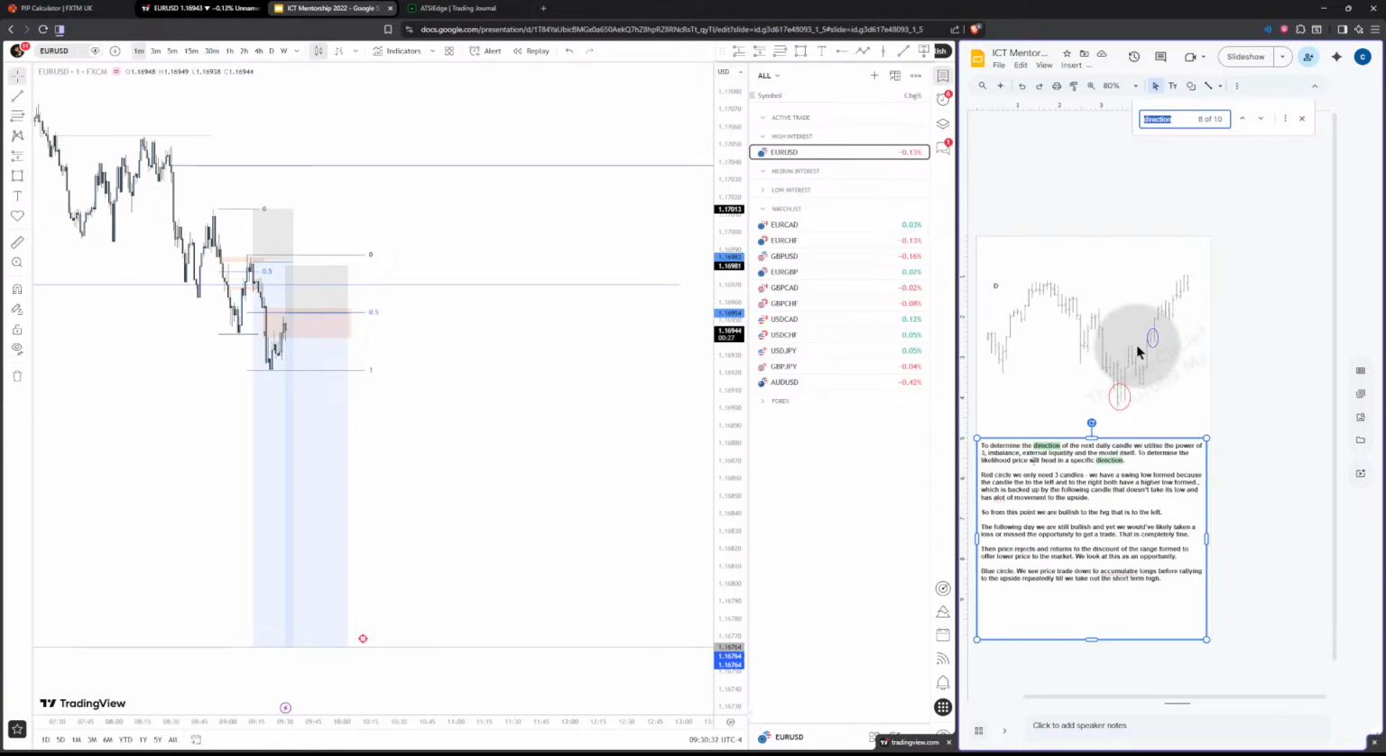So to determine the direction of the next daily candle, we utilize the power of 3: imbalance, external liquidity, and the model itself. So we can basically tape read it to determine the likelihood price will head in a specific direction. In the red circle, we need only 3 candles to create this swing low.